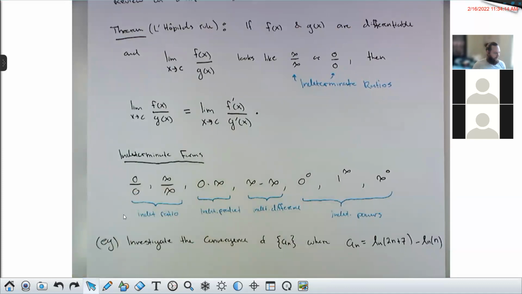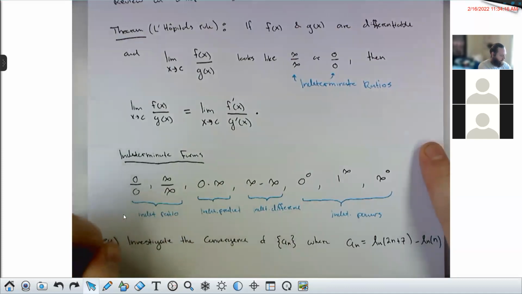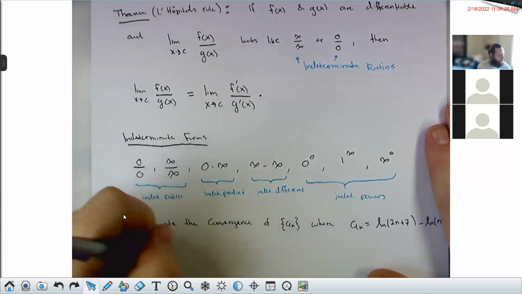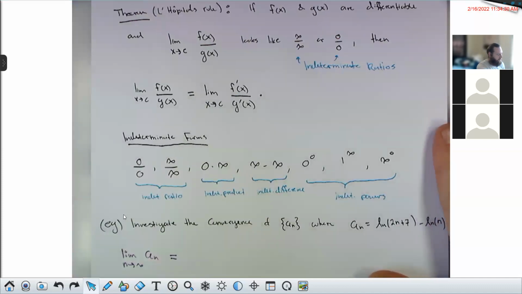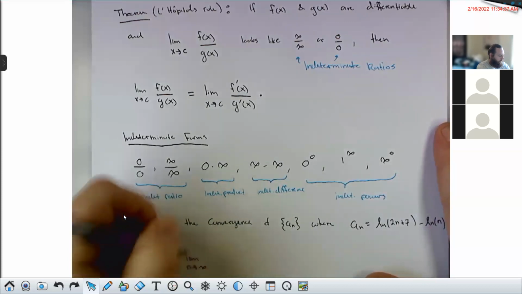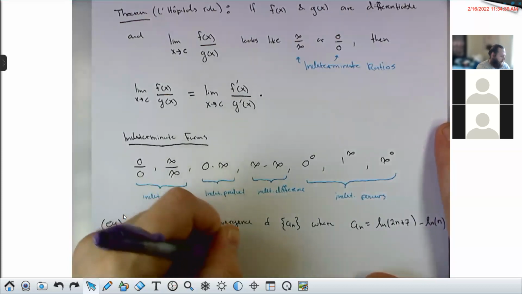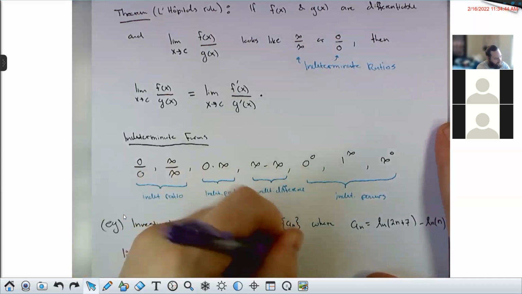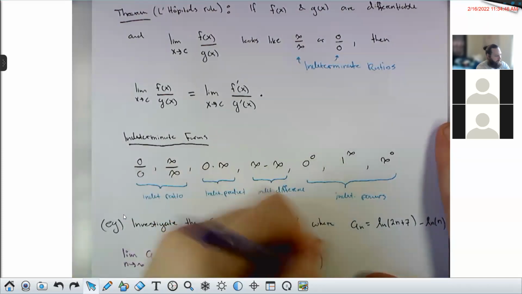If we just jump right in, just a reasonable thing to try, let's go ahead and say, okay, I'm going to take the limit as n goes to infinity of AN. I want to know if this sequence converges, and that's always what that means. For a sequence to converge means that the limit exists and is finite. That would be the limit as n goes to infinity of this whole thing, the natural log of 2n plus 7 minus the natural log of n.